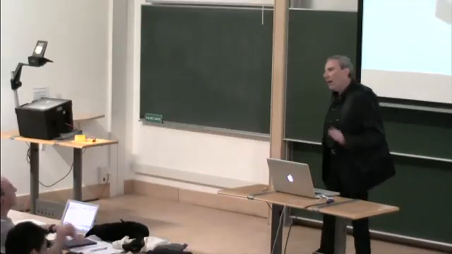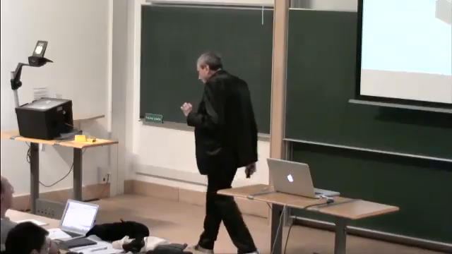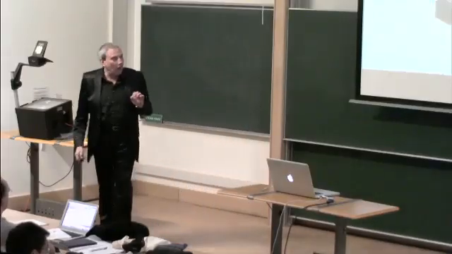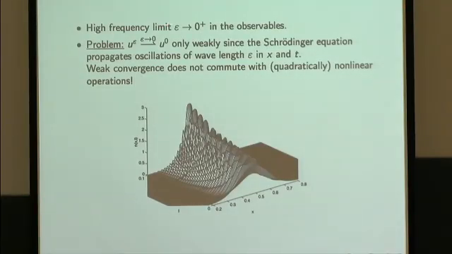Now I shall be interested in computing in various ways the high frequency limit as epsilon tends to 0 of the observables. The reason for saying of the observables is that computing the limit as epsilon tends to 0 of the wave function is just a meaningless exercise. And why is that so? Well, there's a problem here.